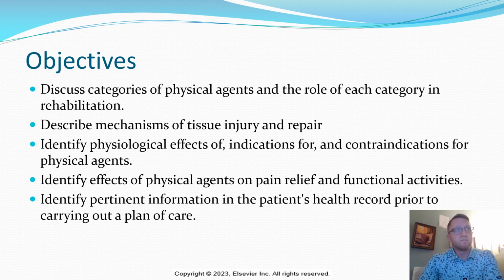So some of the objectives that we're going to cover in this lecture, we're going to discuss the categories of physical agents and the role of each category in the rehabilitation process. We're going to briefly describe some of the mechanisms of tissue injury and repair. We're going to look at some of the physiological effects, indications, contraindications for each physical agent.